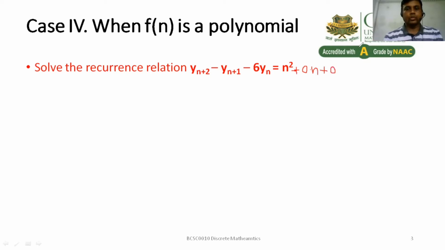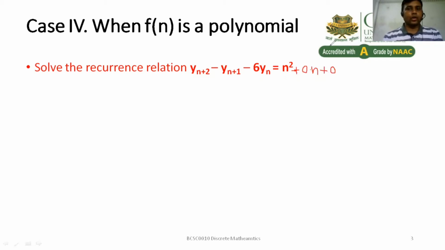and plus 0. As you know, for a 2-degree polynomial, the general form is an square plus bn plus c, where a, b, c are constants. Therefore, here this n square can also be treated as n square plus 0n plus 0. So this is a polynomial of degree 2. So how to solve this?